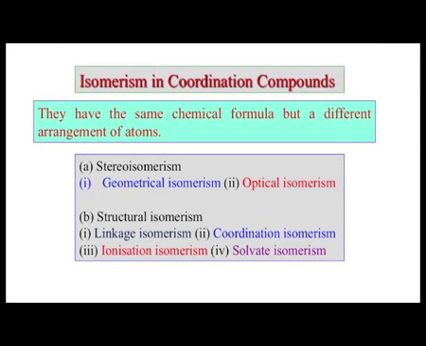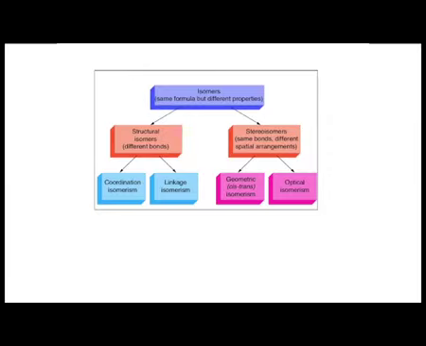Here we find that geometrical isomerism is there, and within that geometrical isomerism we ask whether something shows optical isomerism or not. This flow chart is very useful to remember. Why are we talking about these isomers? They have the same formula but different properties. Structural isomers are of 4 types, which we have just discussed: linkage, coordination, ionization and solvent.